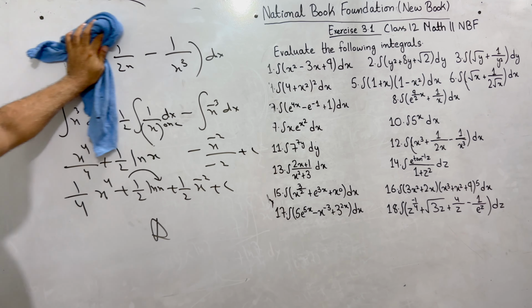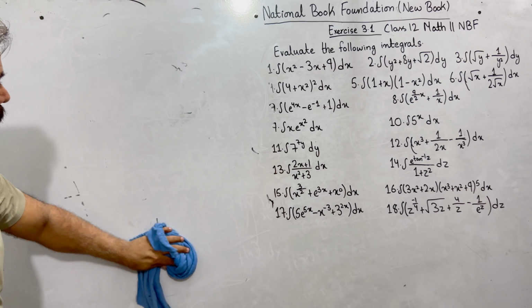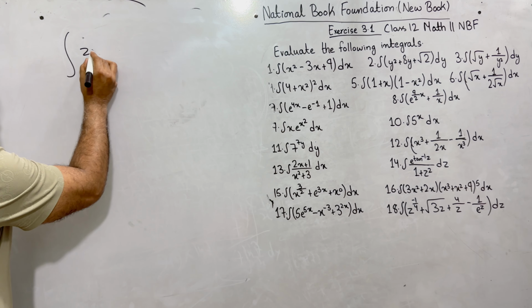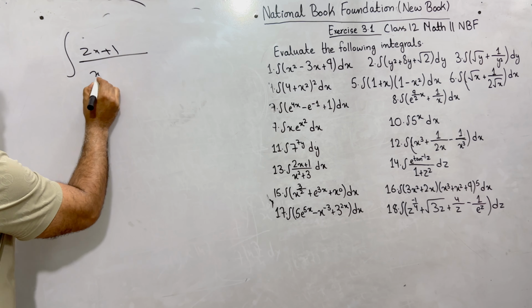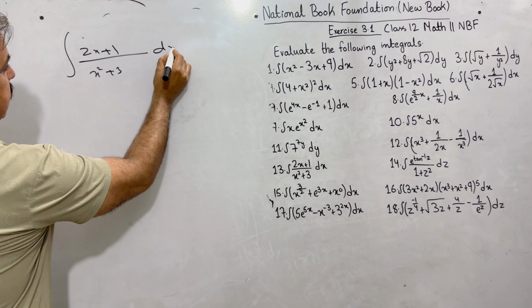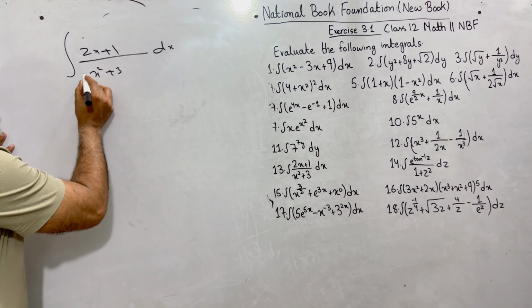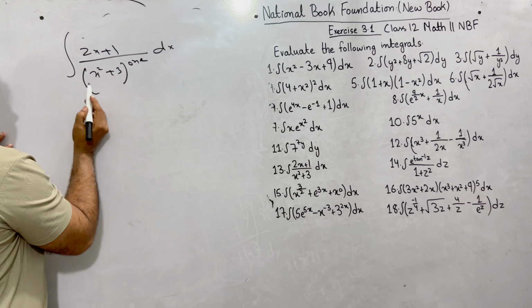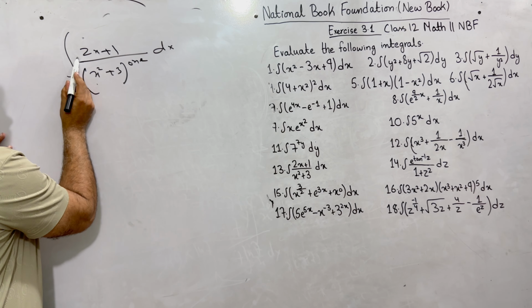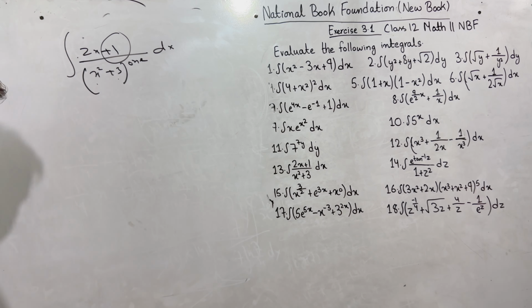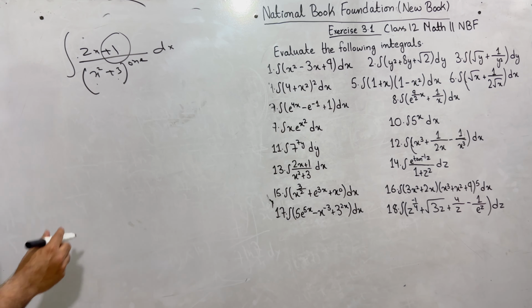12, now 13. Question 13: 2x plus 1 over x square plus 3 dx. A good question to negotiate. Having overall power 1, the differentiation of x square is 2x, and the differentiation of 3 is 0. We have 1. If there is no 1, it is only a case of ln. But here, an additional 1 is present.